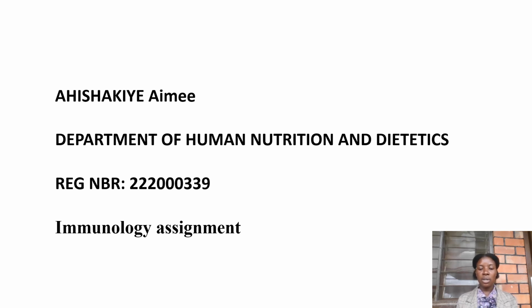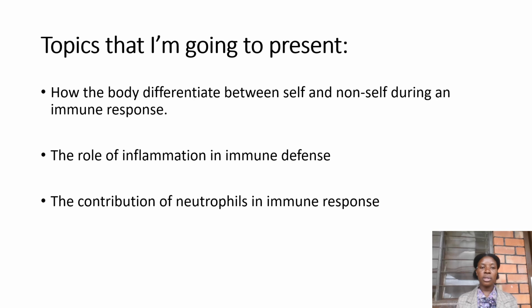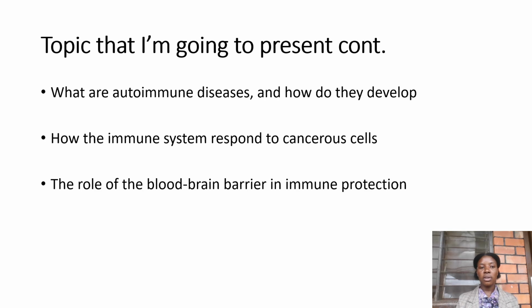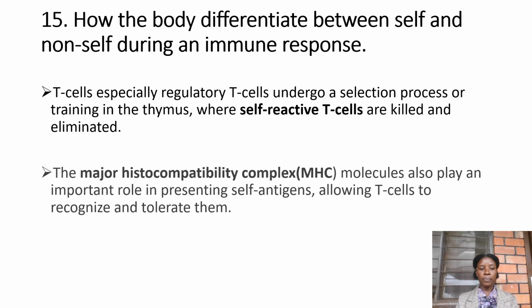I'm going to tell you about immunology, where I will be telling you about different topics. The first one will be how the body differentiates between self and non-self during immune response. The second one will be the role of inflammation in immune defense. The third one will be the contribution of neutrophils in immune response. The fourth one will be what autoimmune diseases are and how they develop. The fifth one will be how the immune system responds to cancerous cells. And I will end by telling you about the role of the blood-brain barrier in immune protection.